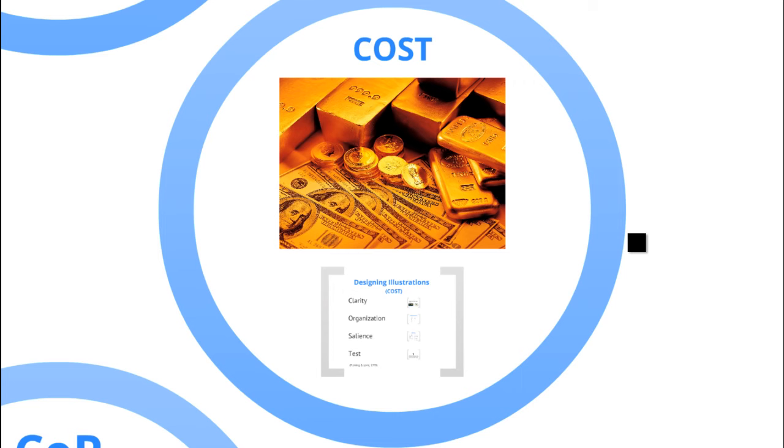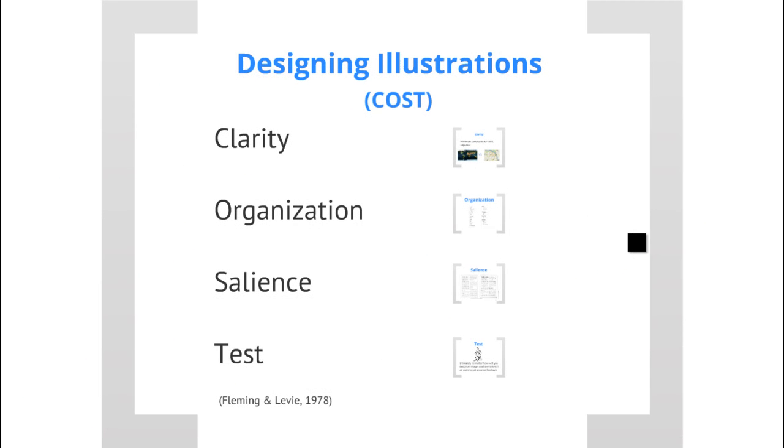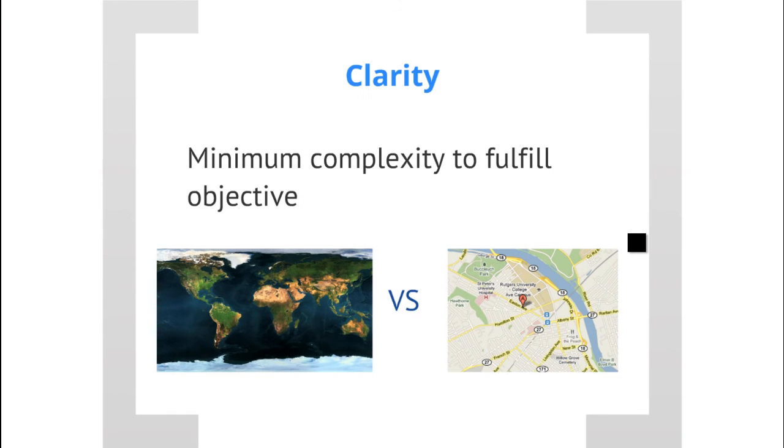Next is cost. Cost is how do you design illustrations, and it stands for clarity, organization, salience, and test. And I'm just going to go through these really quickly. Clarity is that pictures should have the minimum complexity to fulfill the objective. So for instance, on the left side you have the map of the world, and on the right side is the map of New Brunswick.